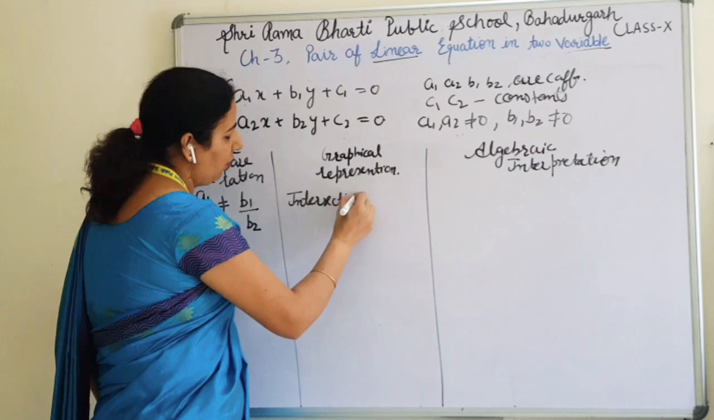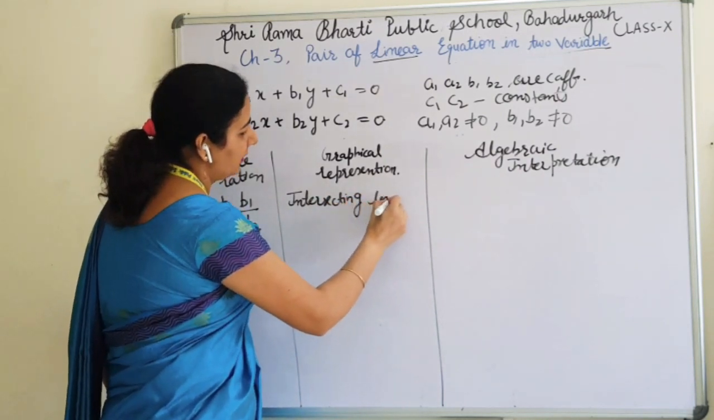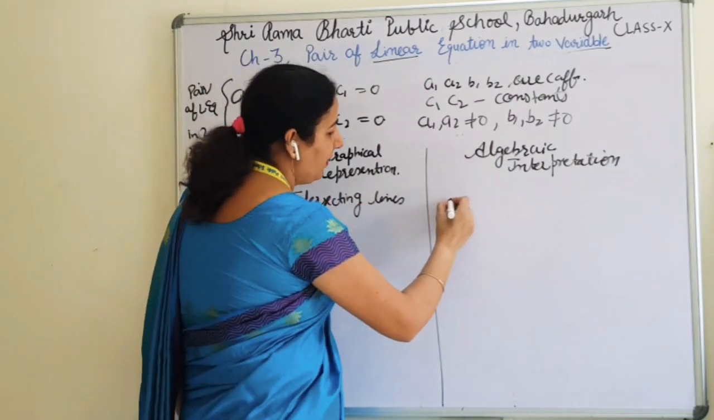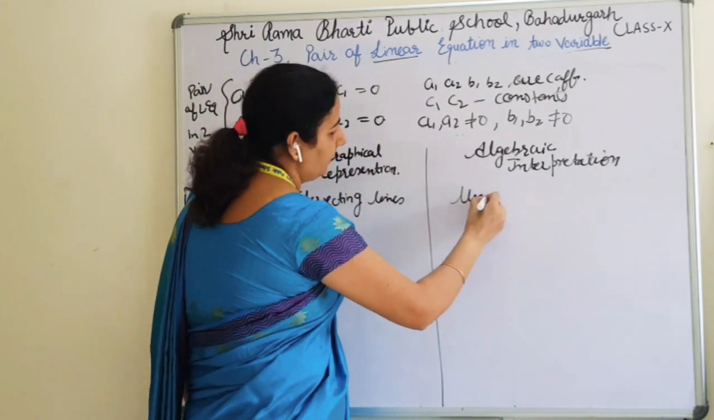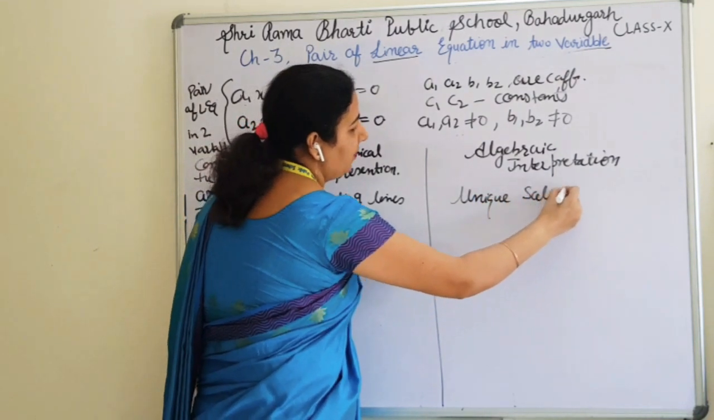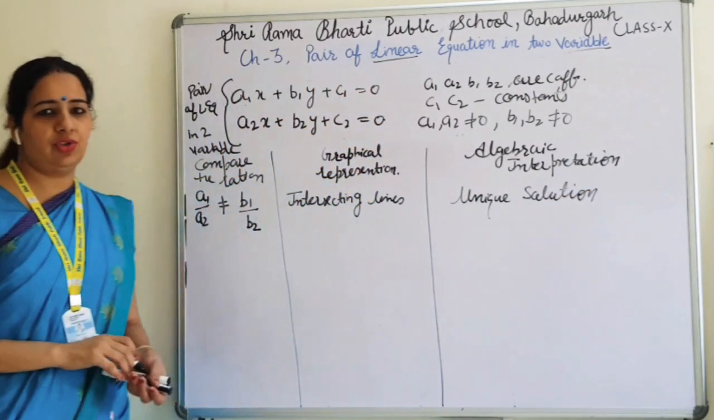Intersecting lines. And what about the algebraical interpretation? It will be a unique solution. It means both these equations will have a unique solution.